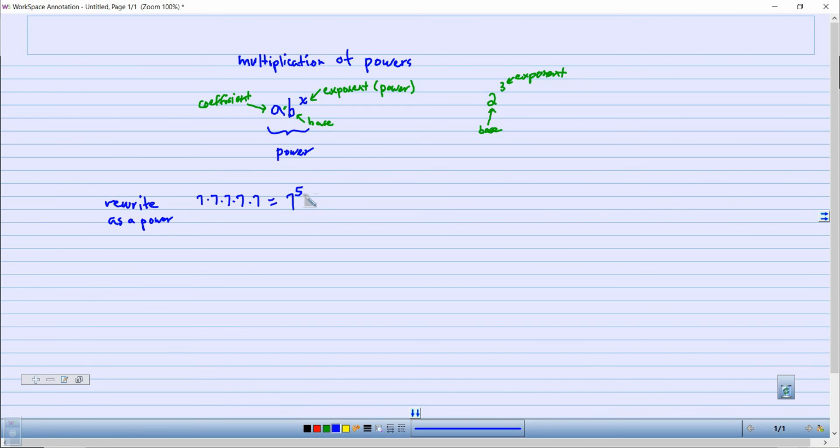Again, the base is 7. The exponent is 5. By the way, the ones we're doing now don't have coefficients. I wanted to throw that in there. So if you're going, well, wait, where's the coefficient? It'll come later, all right? No worries. We'll have coefficients later.